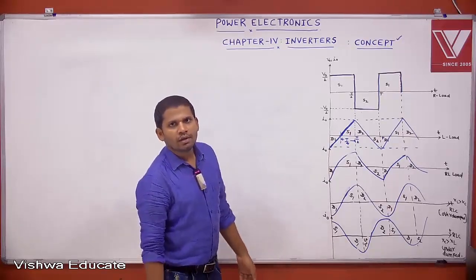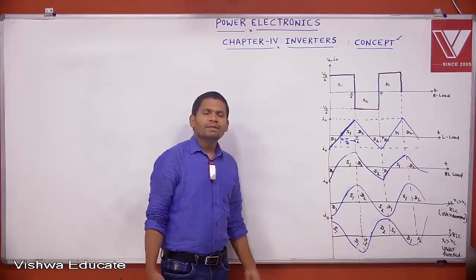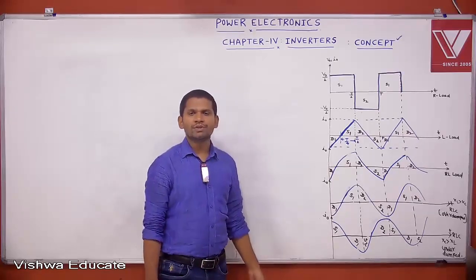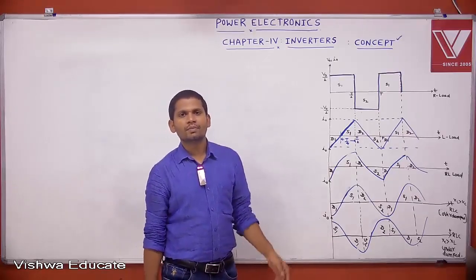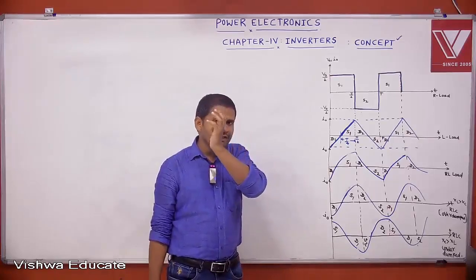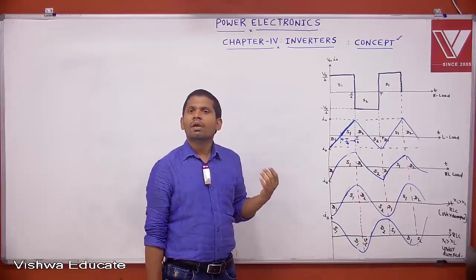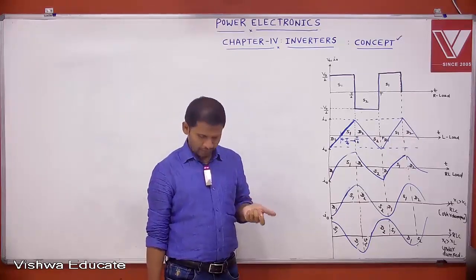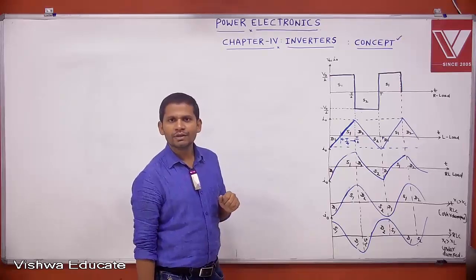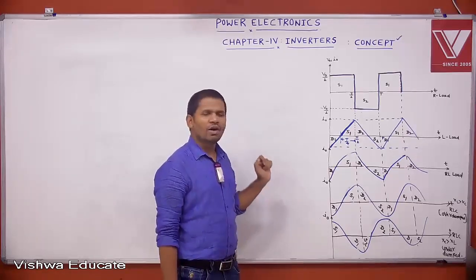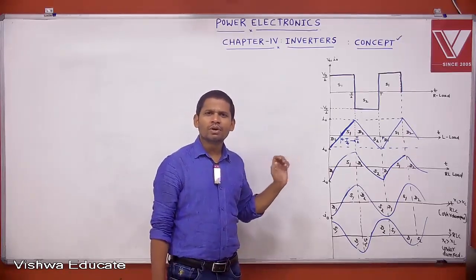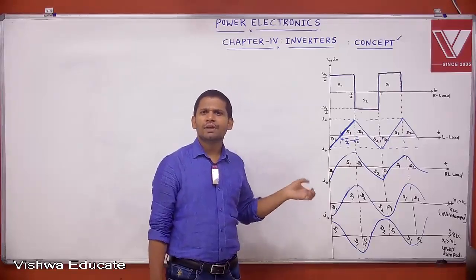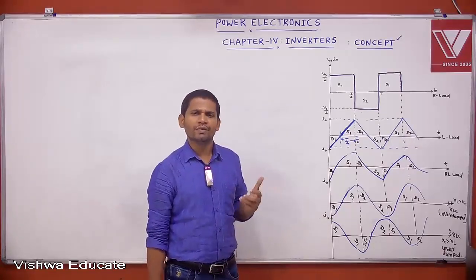Now, there are some drawbacks in the half bridge inverter. One is the output voltage is only Vs by 2 and it requires a 3-wire DC supply. Efficiency is only 50%. Yes, these are the problems with the half bridge inverter. To overcome these drawbacks, we implement the full bridge inverter.